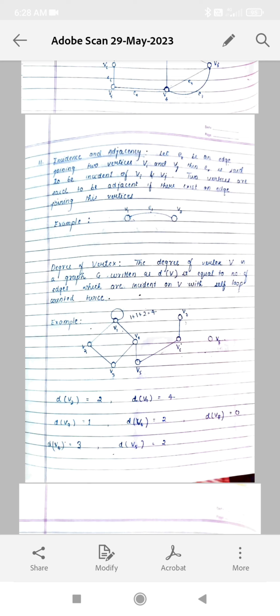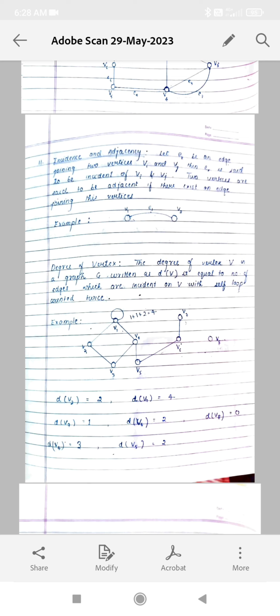For example, this is the figure and here we have to count the degree of each vertex. For V1, there are two edges, one going towards V2 and the other going towards V4, and a self loop. So the two edges will count 1 plus 1 and the self loop will count plus 2, which is equal to 4. So degree of V1 is 4.